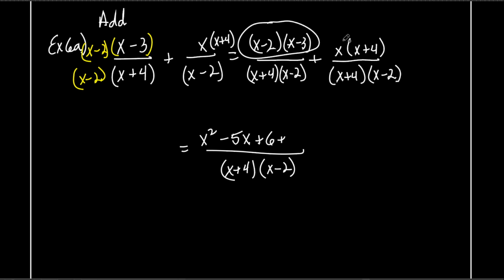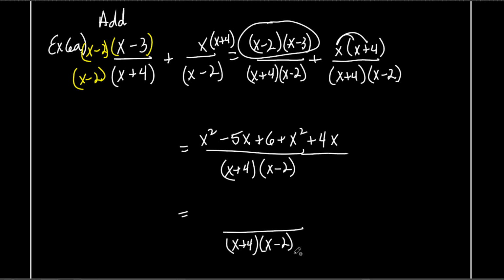Plus, let's distribute this through here. So what do I get? I got an x squared plus 4x. We always have to simplify. Keep the bottom the same. The bottom can stay in factored form. It's perfectly fine the way it is. So we never have to put the bottom back together? Right. You don't have to multiply out the bottom. Just keep the bottom in factored form.